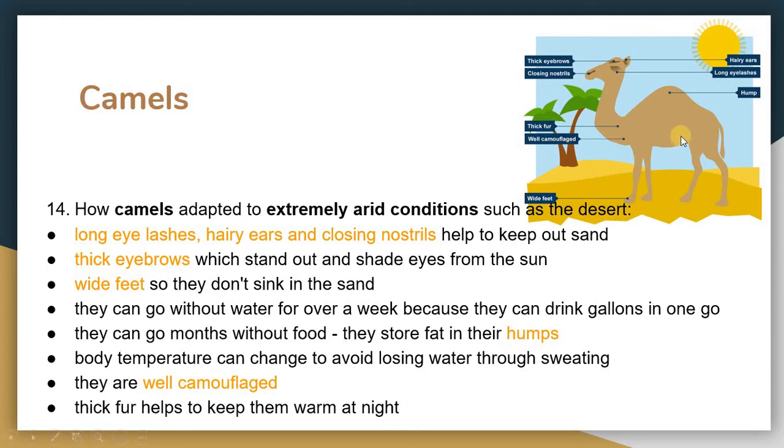And if you notice, the camel is not white in color, not red, not black, but in fact brown in color. The color matches the sand, right? So this helps them to camouflage in the desert. A camel also has thick fur to help keep them warm at night. In the desert, especially during the night time, the temperature will drop because there isn't much cloud, so it's really cold in the desert during the night.